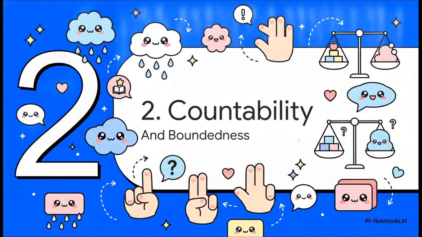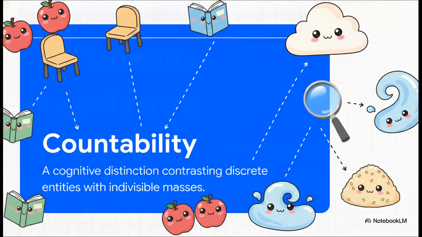Moving right along to Section 2, countability and boundedness. Listen, countability is so much more than a simple grammar rule. It's actually a cognitive contrast. It's less about the physical makeup of an object itself and way more about how human perception dictates the grammar. We contrast discrete individual entities, our count nouns, with indivisible masses, the non-count nouns. If we cognitively perceive something as a distinct, separable unit, we count it and we assign it plural morphology. But if we perceive it as this undifferentiated, homogeneous mass, like water or furniture, the grammar restricts it. It completely shuts down pluralization and the indefinite article.